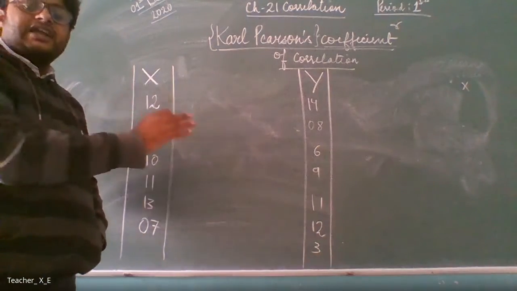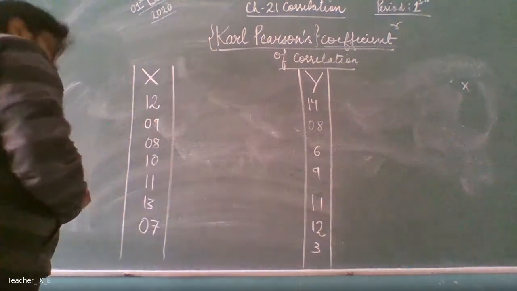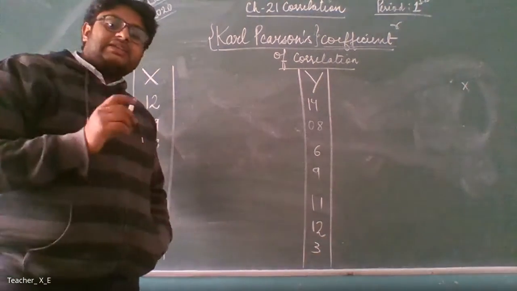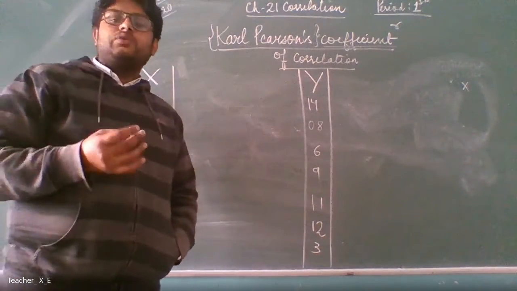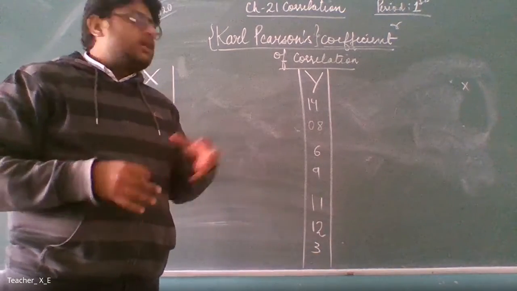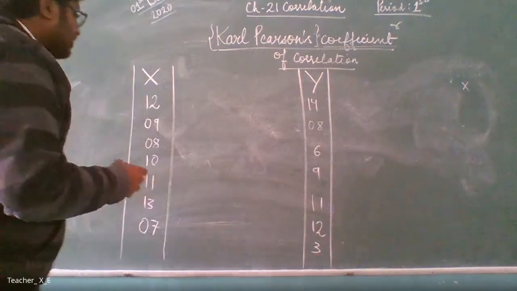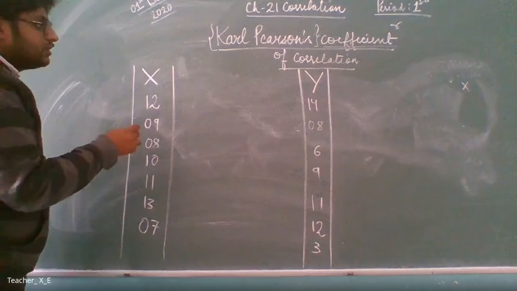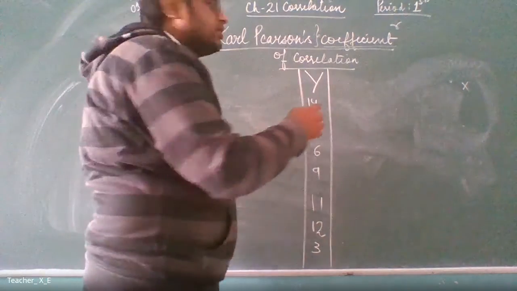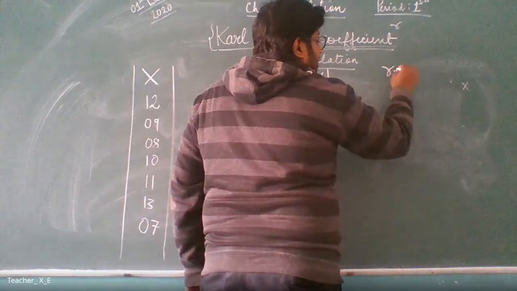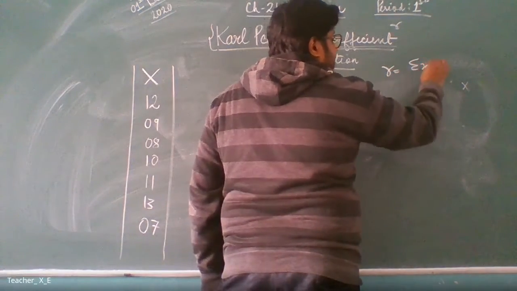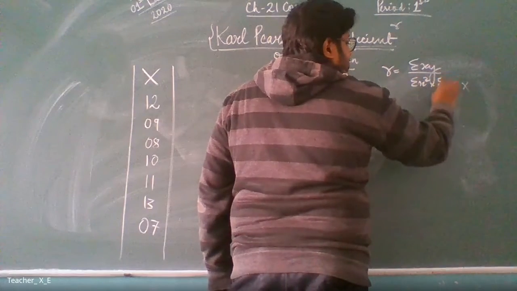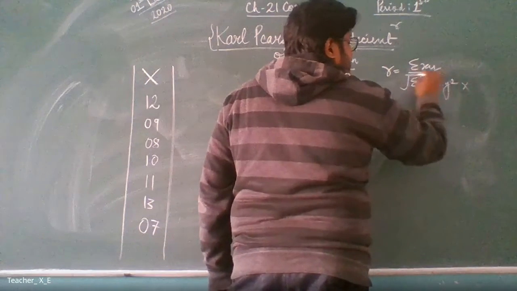So I'm going to tell you a very easy method of how to calculate the coefficient of correlation. First, write the formula. Because if you write the formula, students, you will be able to understand very easily what things you need to know before calculating it. The formula to calculate the correlation under Karl Pearson is summation of xy upon the square root of summation of x square into summation of y square.